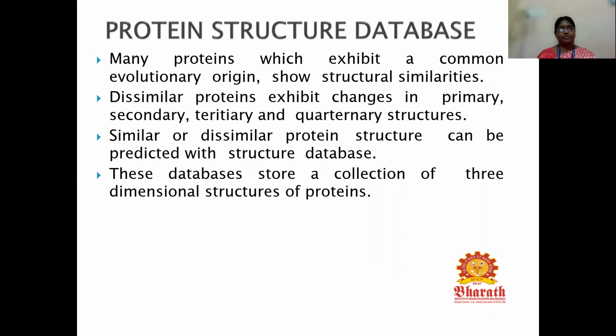And then, with the help of software, we can do docking methods. For docking methods, we can use online software. Free software is available, like AutoDock and PatchDock. By using AutoDock and PatchDock, we can do phylogenetic analysis and tree formation, and a dendrogram can also be plotted by using this protein structure database. Dissimilar proteins exhibit changes in primary, secondary, and tertiary structure, predicted with structural databases, and these databases store a collection of three-dimensional structures of proteins.